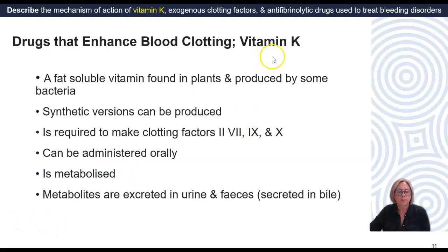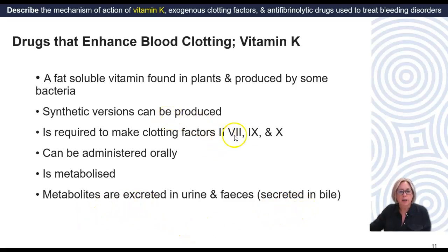So just looking at vitamin K in a bit more detail, it's a fat-soluble vitamin found in plants and produced by some bacteria in our microbiome, so in our large intestine. However, synthetic versions can be produced. Remember that it's essential to activate those clotting factors 2, 7, 9, and 10, and they're made in the liver. And it can be administered orally. It is metabolized and excreted in urine and feces because it is secreted in bile.